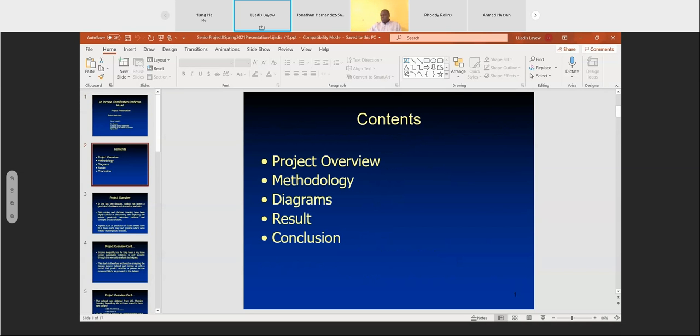Some content that I'm going to talk about: an overview of the project, methodology, diagram, result, and then finally conclusion.